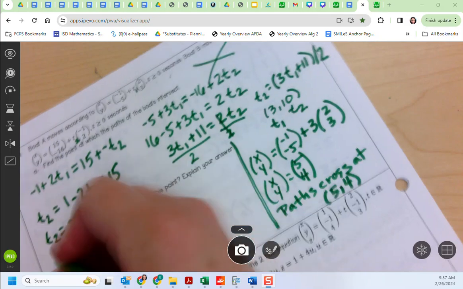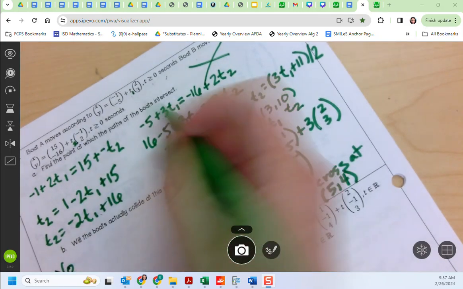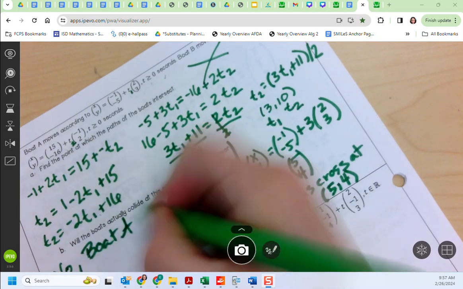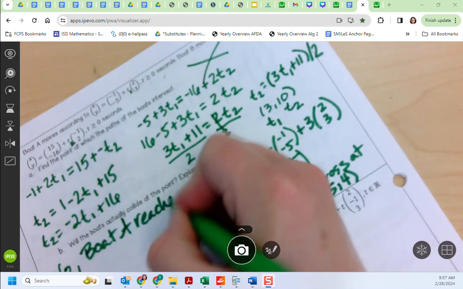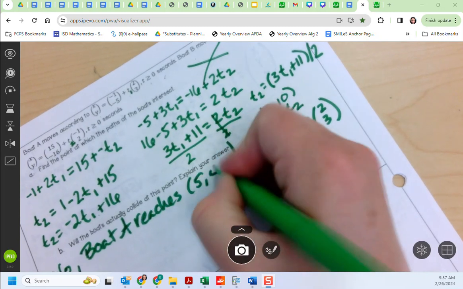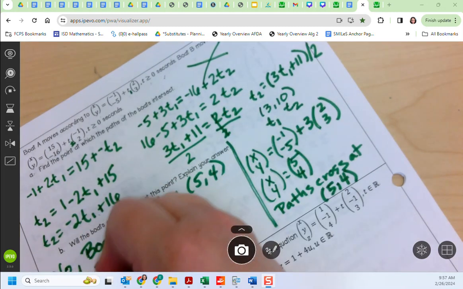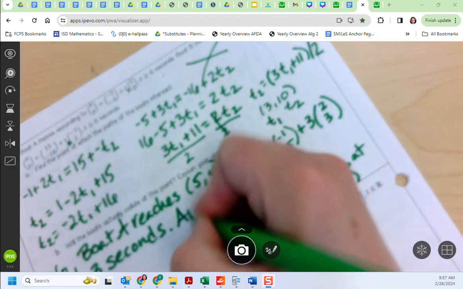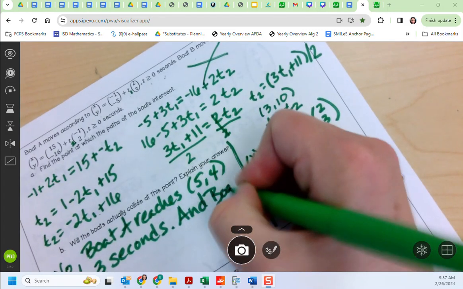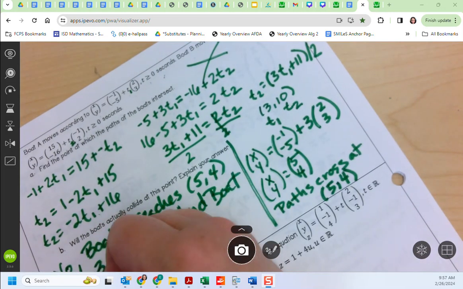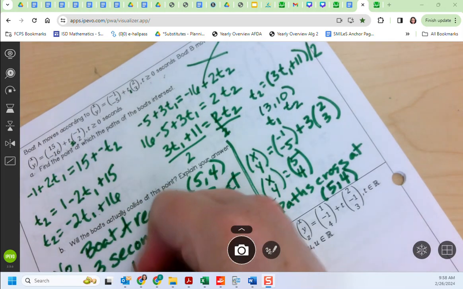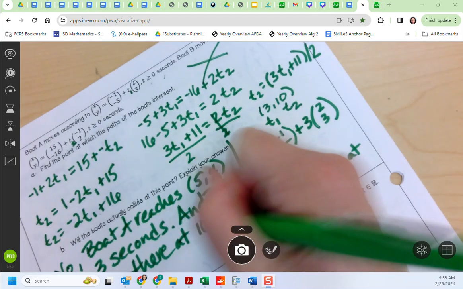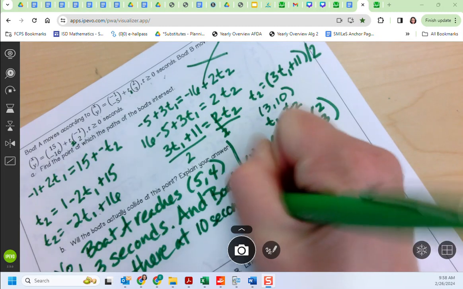So, no. Boat A reaches 5, 4 at 3 seconds. And boat B gets there at 10 seconds. So we're all good.